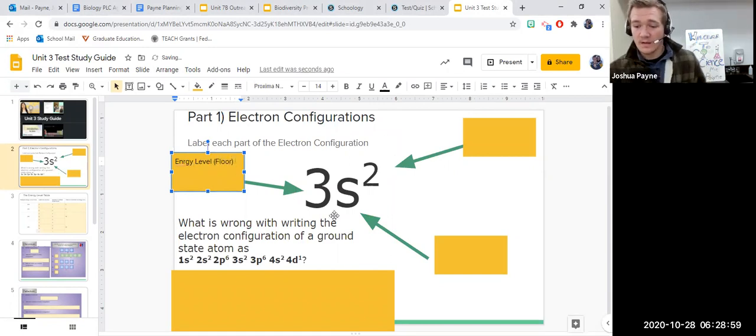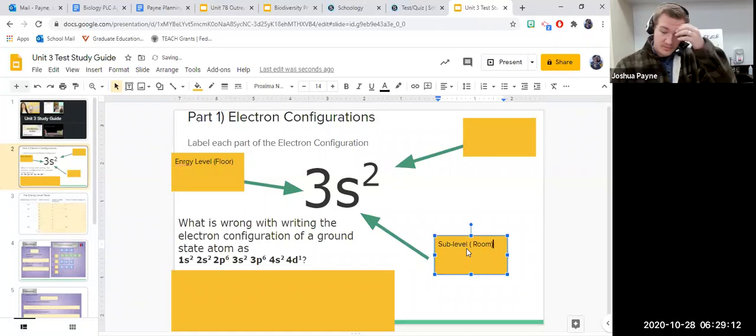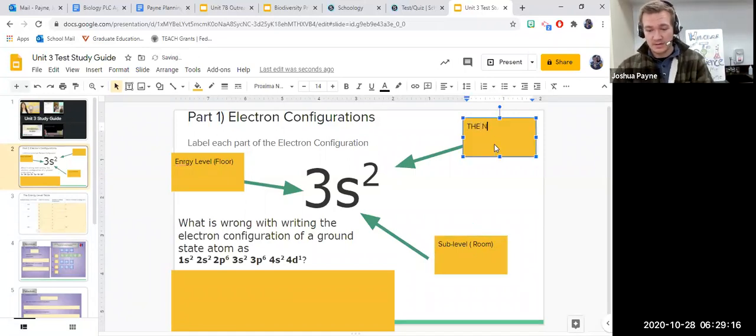All right. Of course, the letter that's sandwiched between the two numbers, this is going to be our sublevel, which is actually just like a room, right? It's just like our room that's on the floor. And then finally, the exponent, this is going to be the number of electrons. You're going to have to forgive my typing. My hands are still a little bit cold from the drive this morning. Number of electrons.